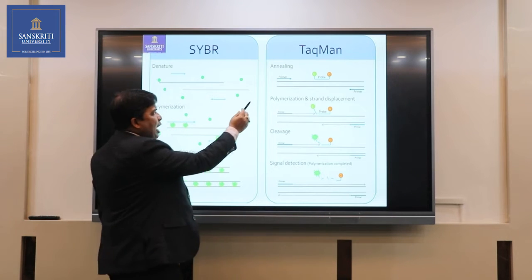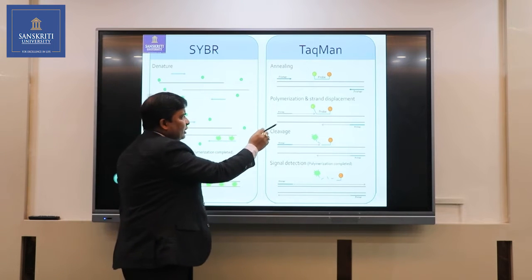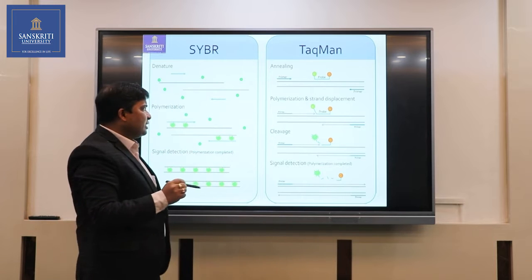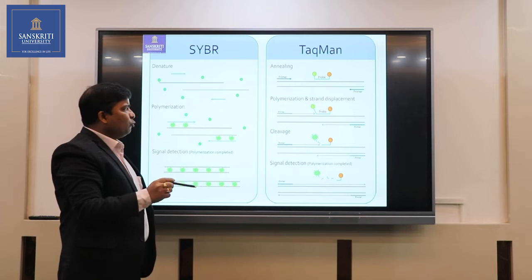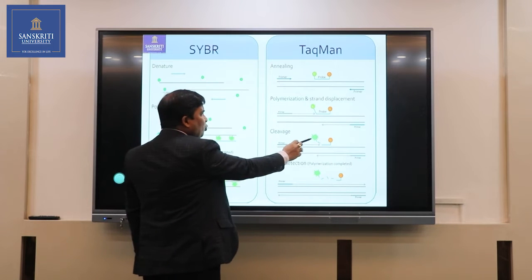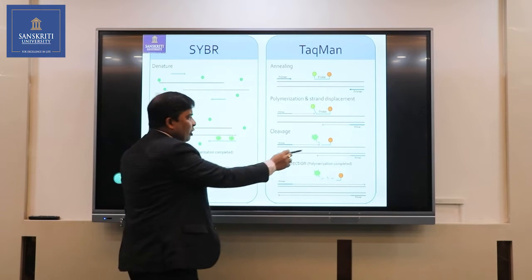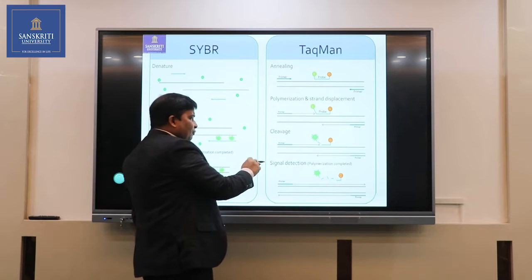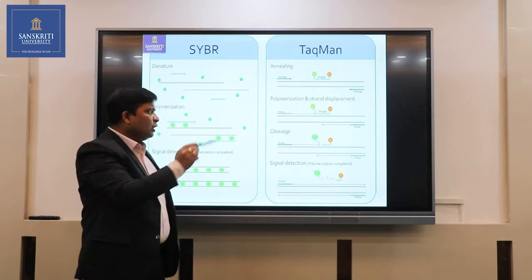So when the primer anneals with the template and starts amplification, then due to the 5'-3' exonuclease activity, the primer clips the reporter from the probe. When the reporter is at a specific distance from the quencher, it starts glowing. It means if there is amplification, only then does the reporter clip out from the probe.